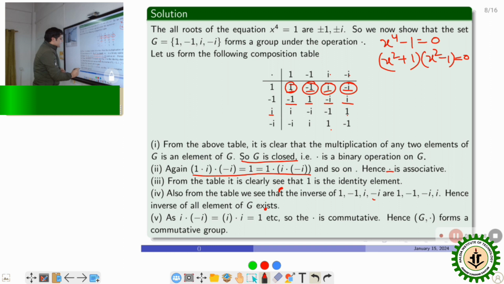Now again, if we take the multiplication of any two elements, i dot minus i here equals minus i dot i, that equals 1. So therefore, if we take any two elements and multiply them in either order, we show that both are the same. So therefore, the multiplication is commutative here. Hence, (G, dot) forms a commutative group.